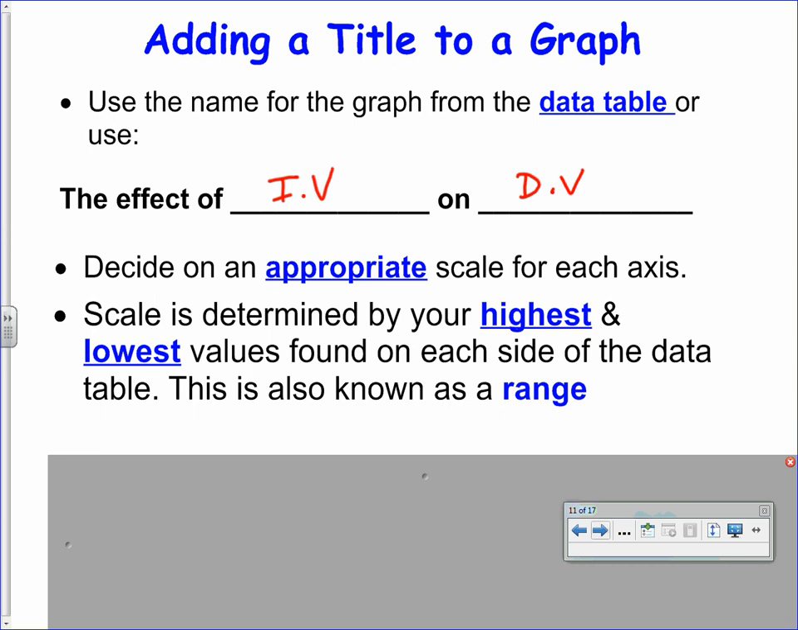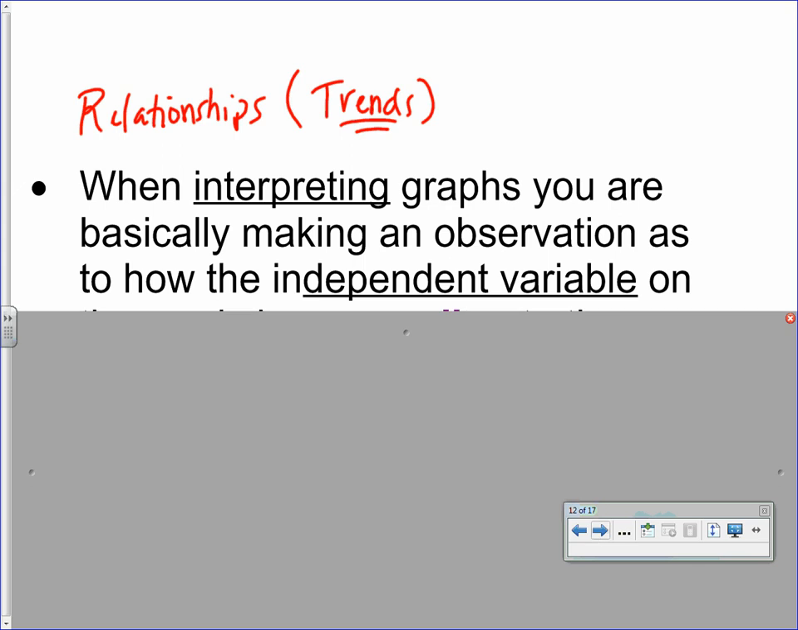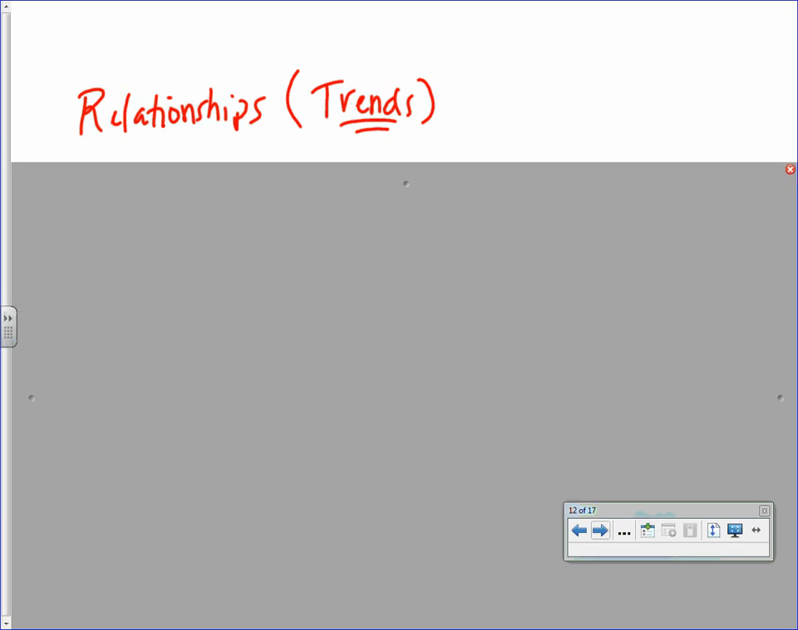Okay, and then here, relationships in a graph. Okay, analyzing relationships in a graph. You can watch the video. Right, relationships or trends. You can copy down the word trend. Okay, relationships or trends in the graph.